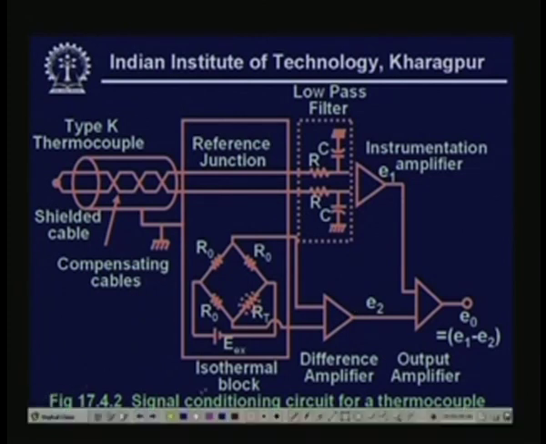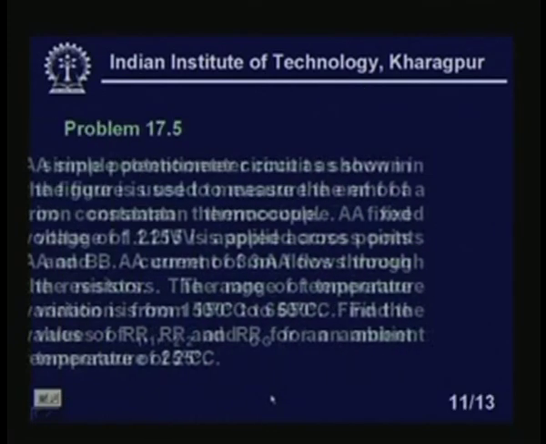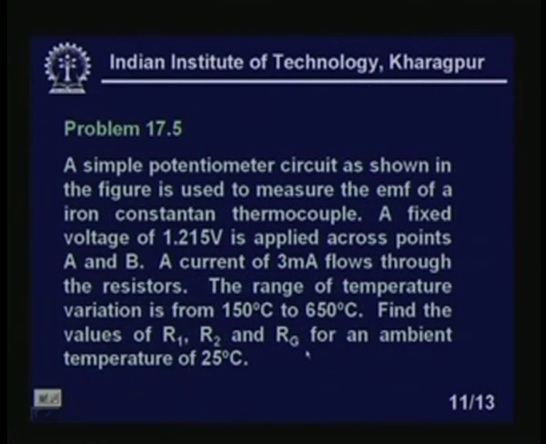Fine. So we can now come to problem number 5, or 17.5. It is telling that a simple potentiometer circuit, as shown in the figure, is used to measure the EMF of an iron constantan thermocouple.